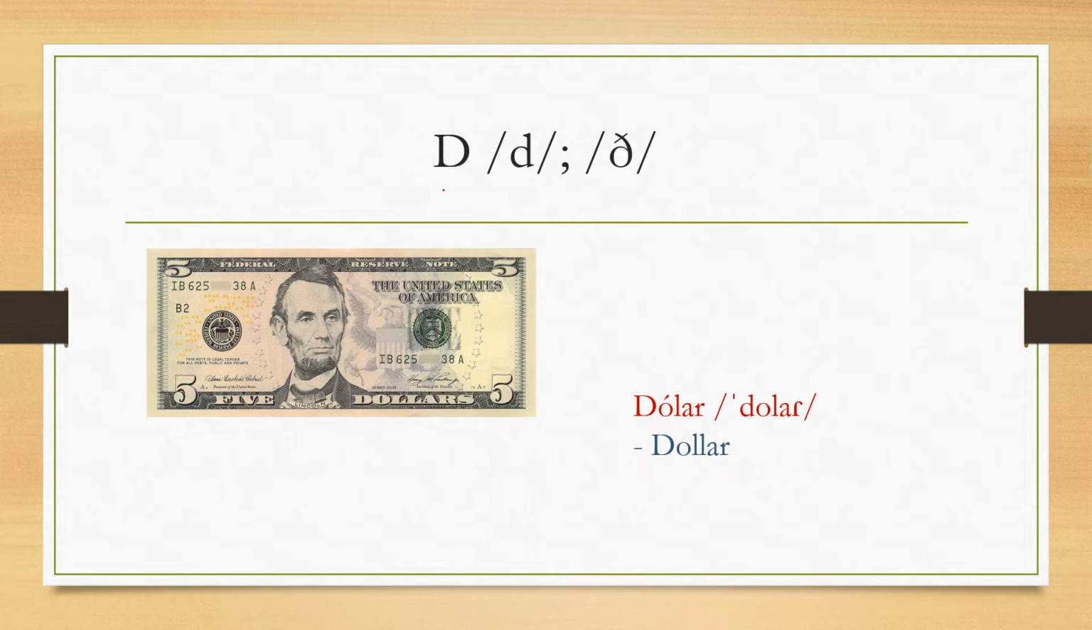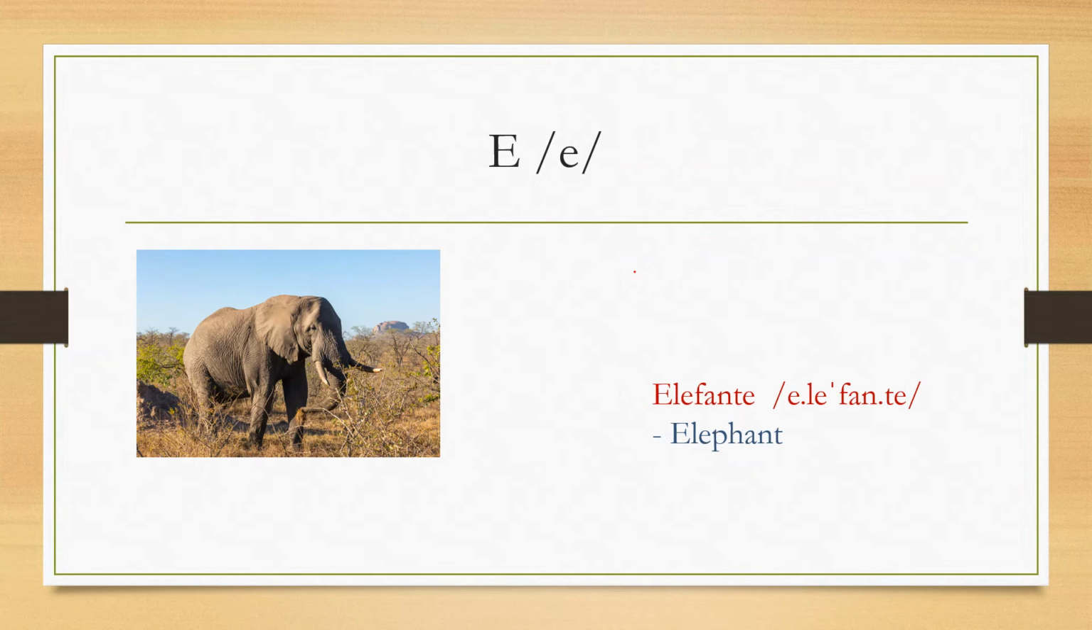Next is D. The IPA is any one of these. For example, dólar. This D is not like the English D, but it is much like the English TH as in that. It is a near approximation of the TH sound in English.